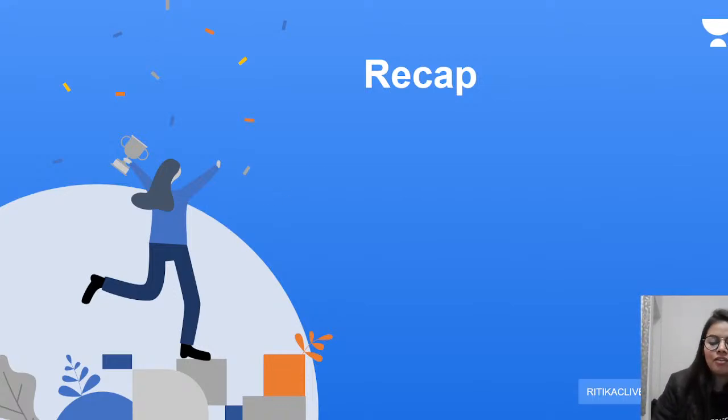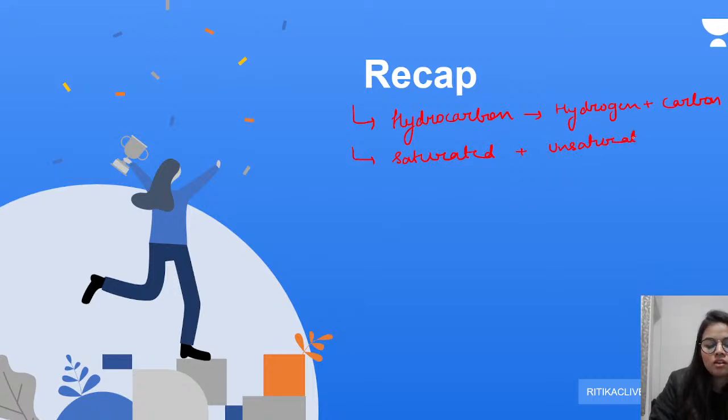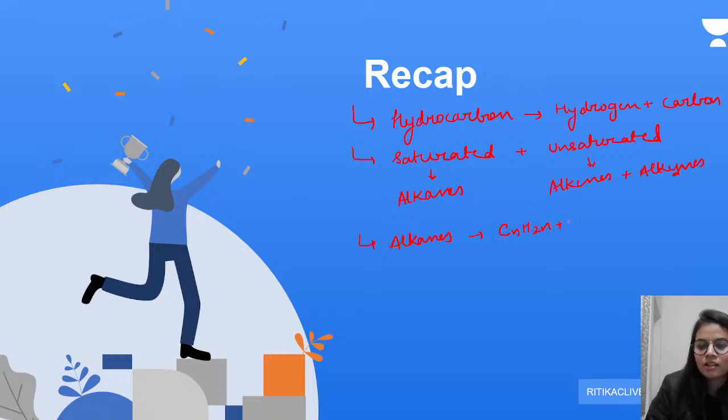Let's recap what are the things we have learned today. Firstly, we learned about hydrocarbons. So what are hydrocarbons? The compounds which only contain hydrogen plus carbon. In that, we saw the hydrocarbons are of two types, saturated and unsaturated. The saturated hydrocarbons have alkanes, and unsaturated we have alkenes plus alkynes. Then we learned about alkanes basically. The general formula is CnH2n+2.